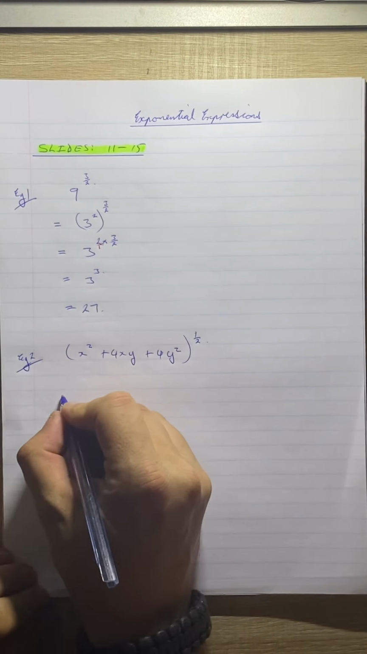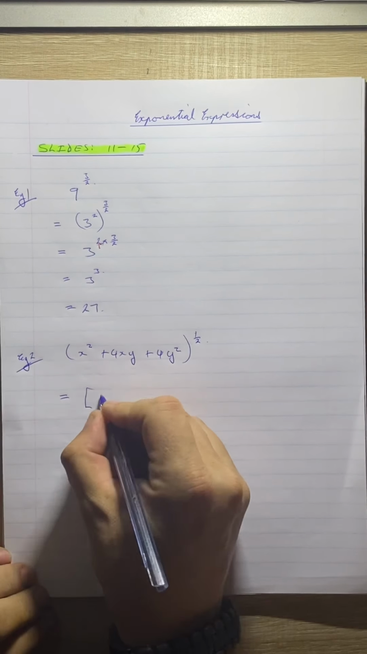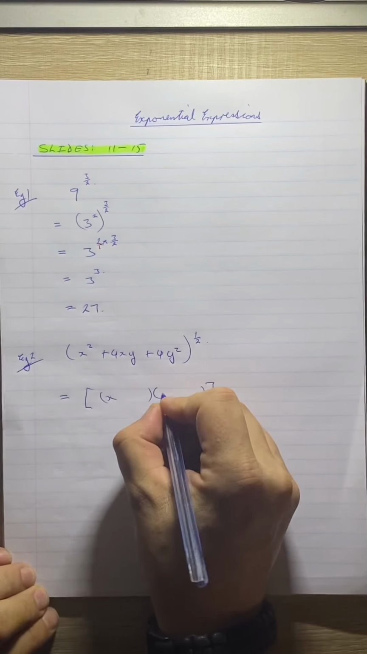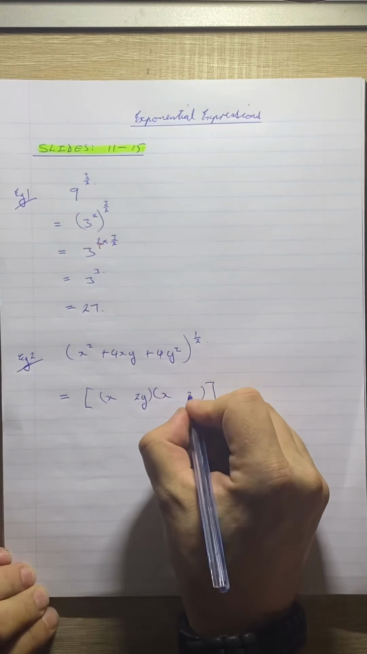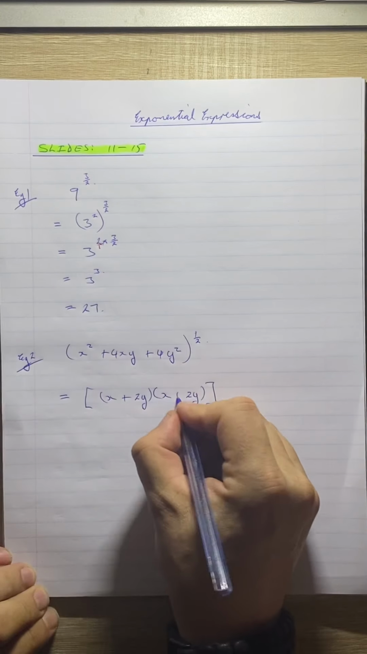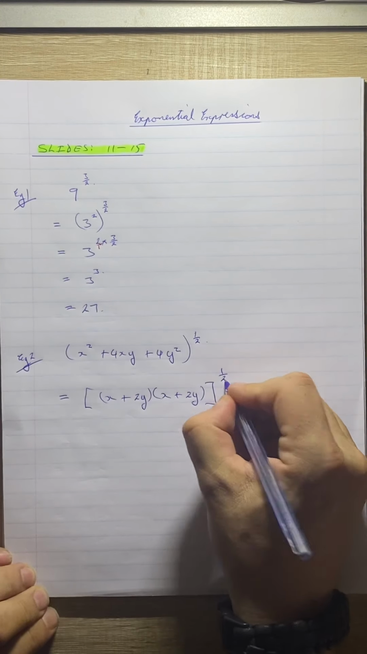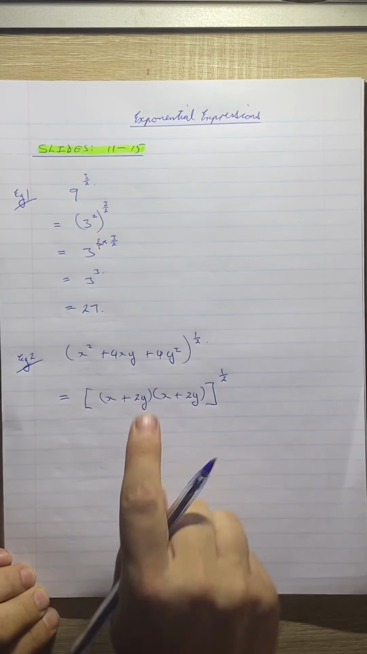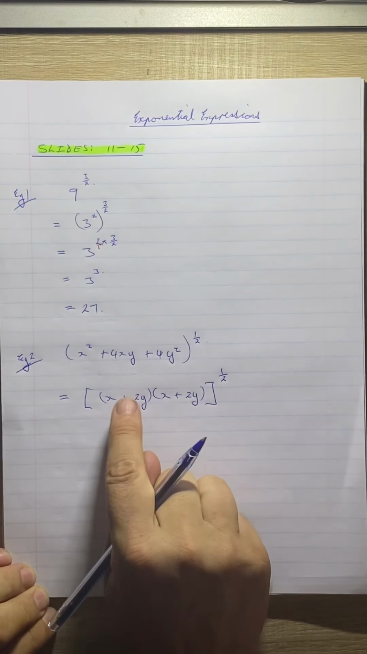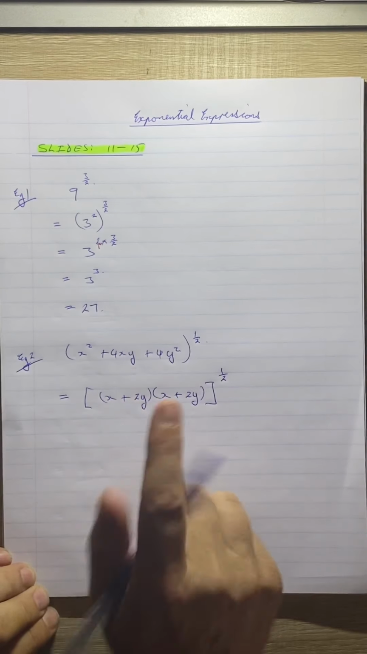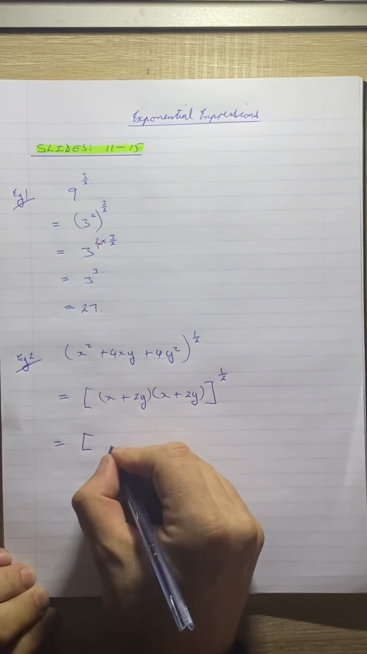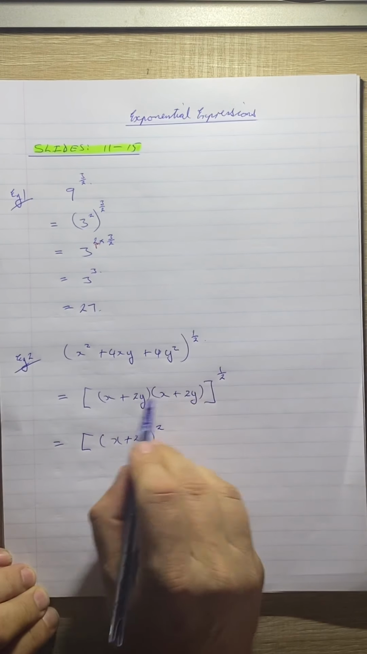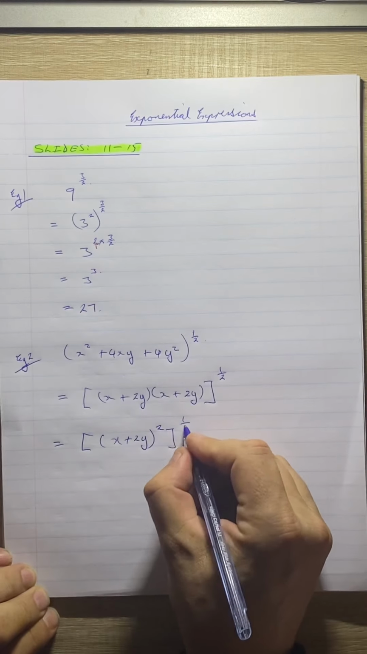So if I factorize that trinomial, we will get x plus 2y, x plus 2y, and that was all to the power of a half. So all I've done is just factorize that trinomial over there to give us that. Now you guys can see that these binomials are exactly the same. So this would come out to be x plus 2y squared, because I have 2 of them, and that was all to the power of a half.